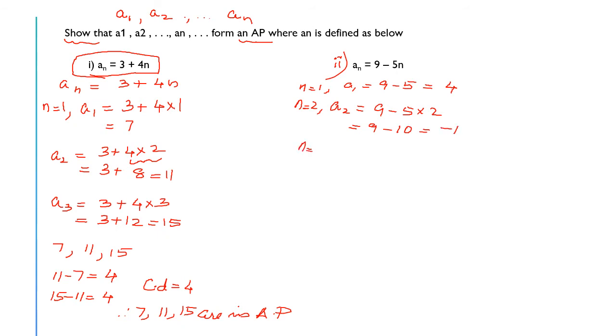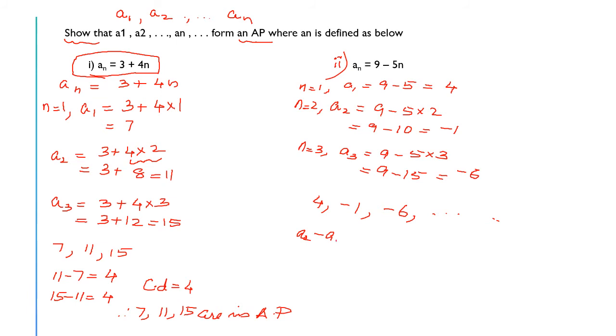Then n equal to 3. 9 minus 5 into 3. What will be the answer? 9 minus 15, that is minus 6. Now what is the AP we are getting? 4 comma minus 1 comma minus 6 etc. Are they in AP?